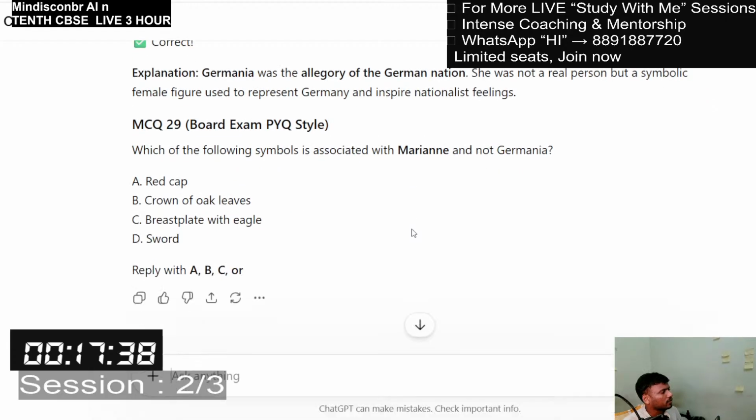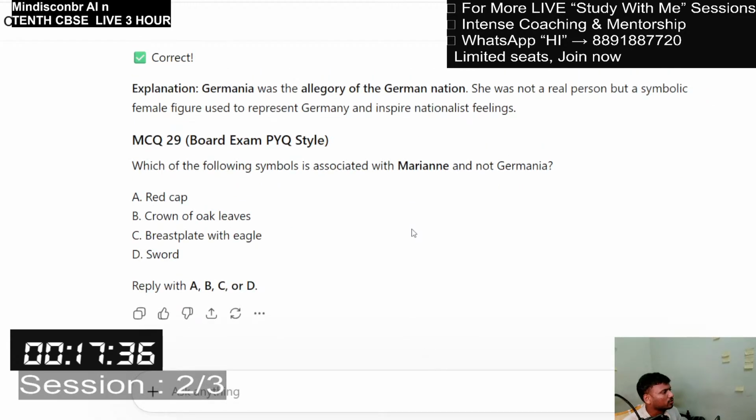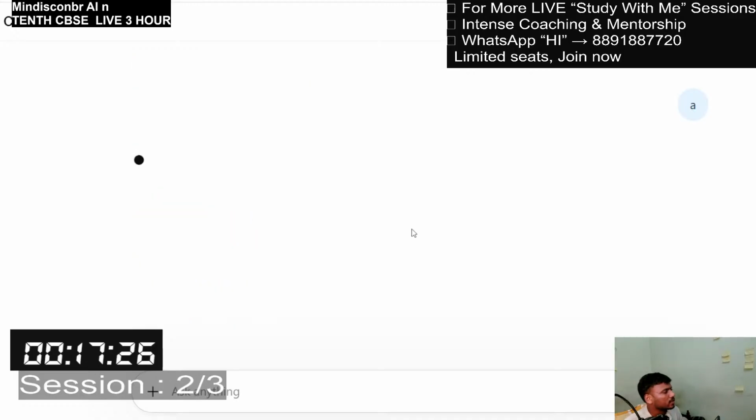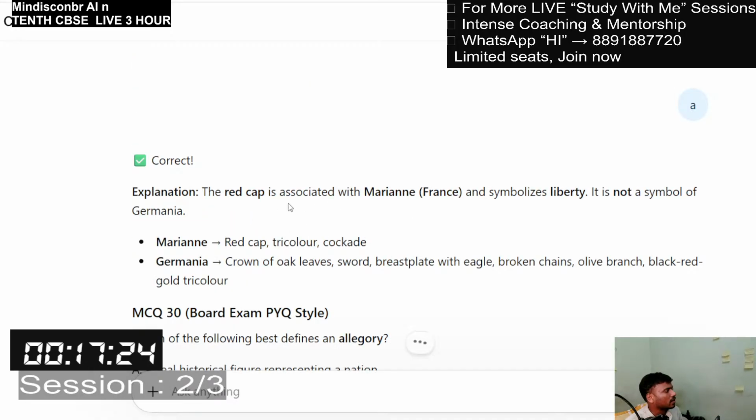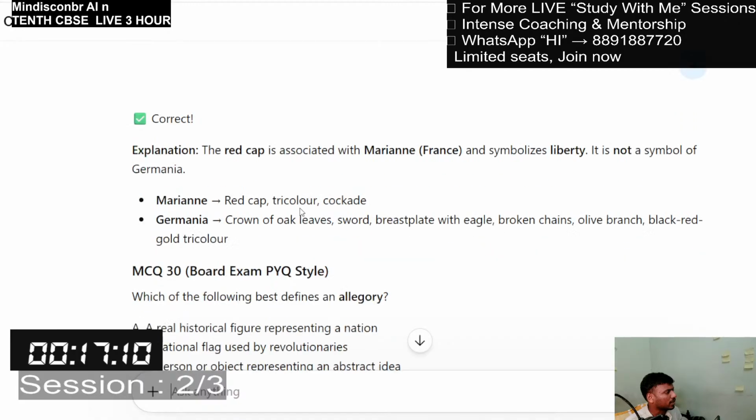Which of the following symbols is associated with Marianne and not Germania? A red cap. Explanation: the red cap is associated with Marianne, France and symbolizes liberty. It is not a symbol of Germania. Marianne: red cap, tricolor, cockade. Germania: crown of oak leaves, sword, breastplate with eagle, broken chains, olive branch, black, red, gold tricolor.